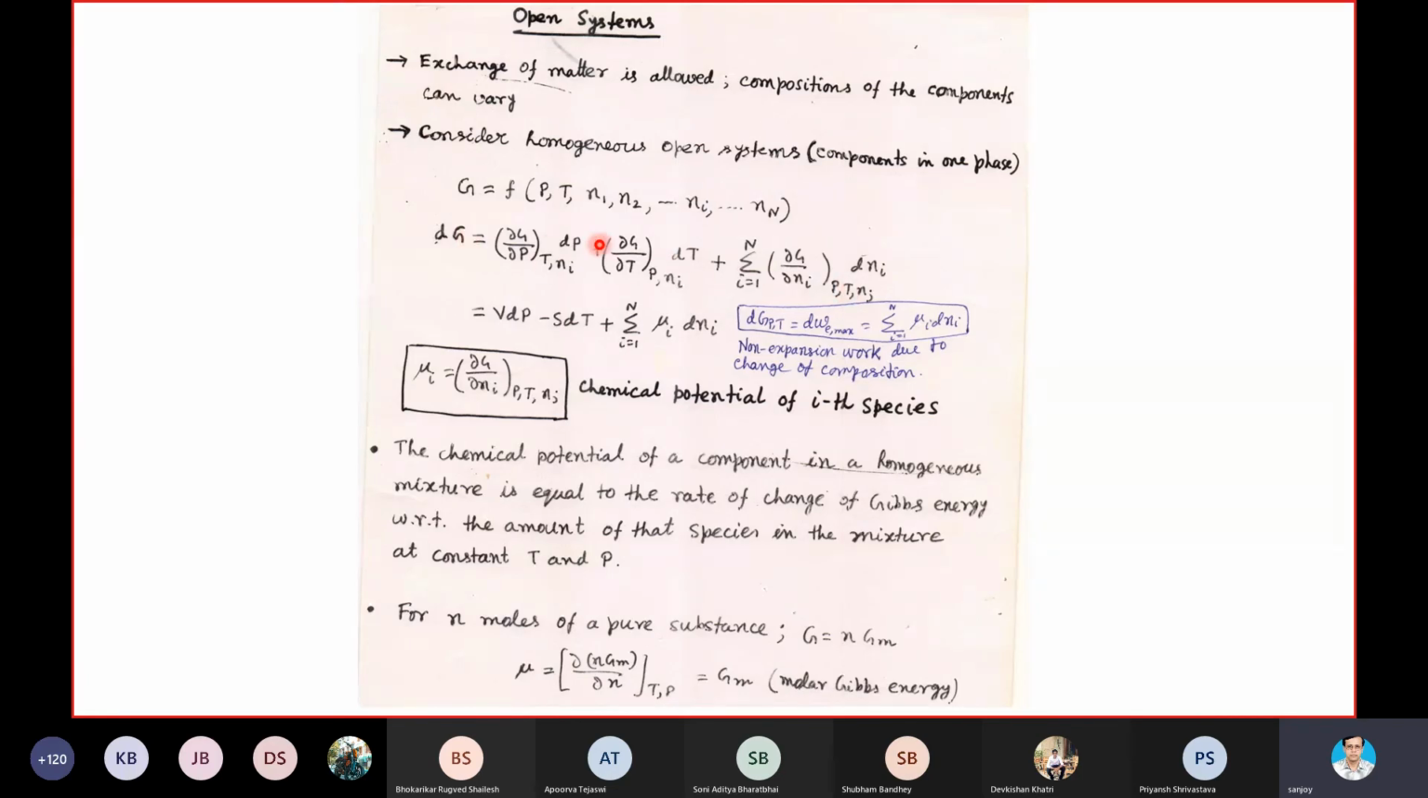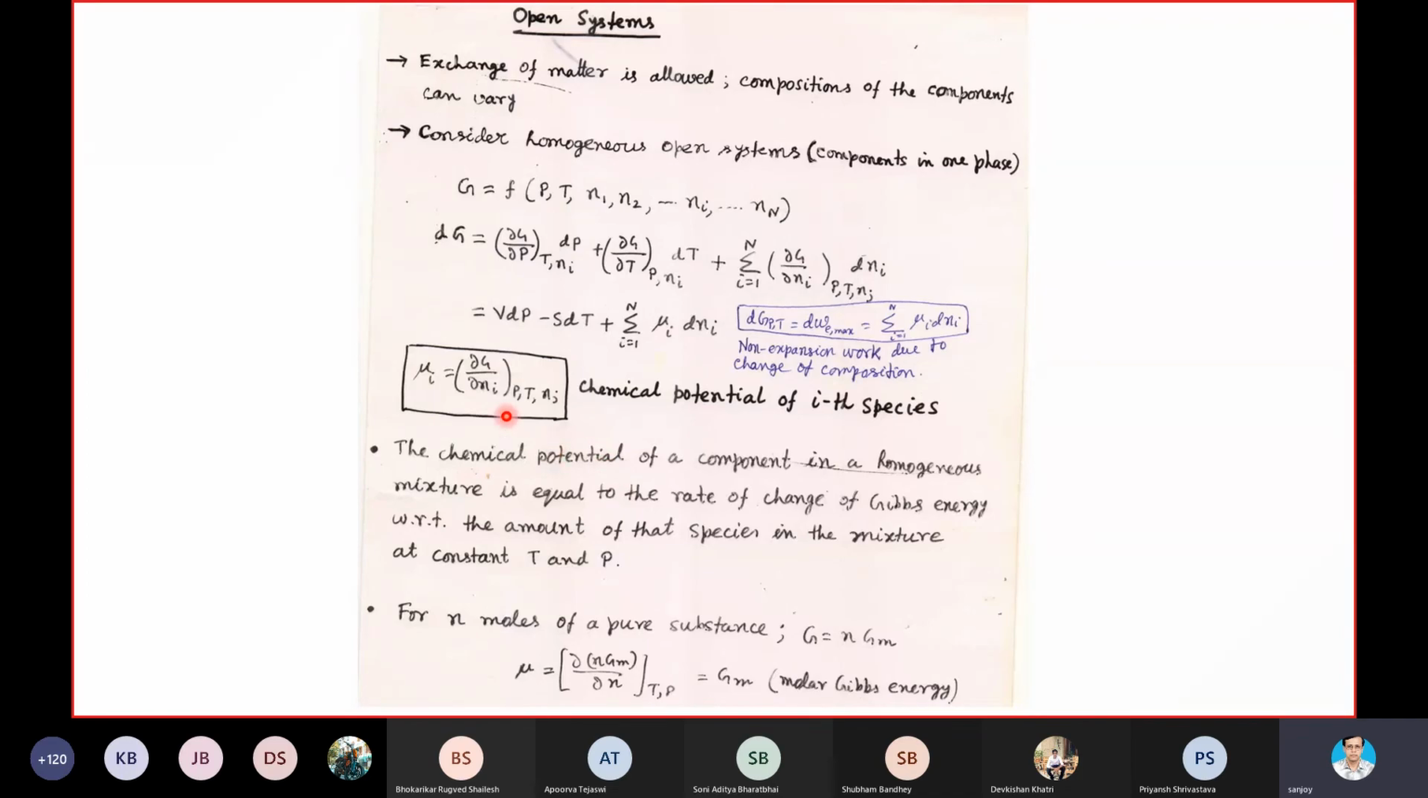So this was the closed system, and it is now extended by these terms to consider the system being open. This term, del G del N, we call the chemical potential. This term comes into the picture now and is important for open systems. We call it the chemical potential of the ith species, mu i, multiplied by dn i, summed over all the species.